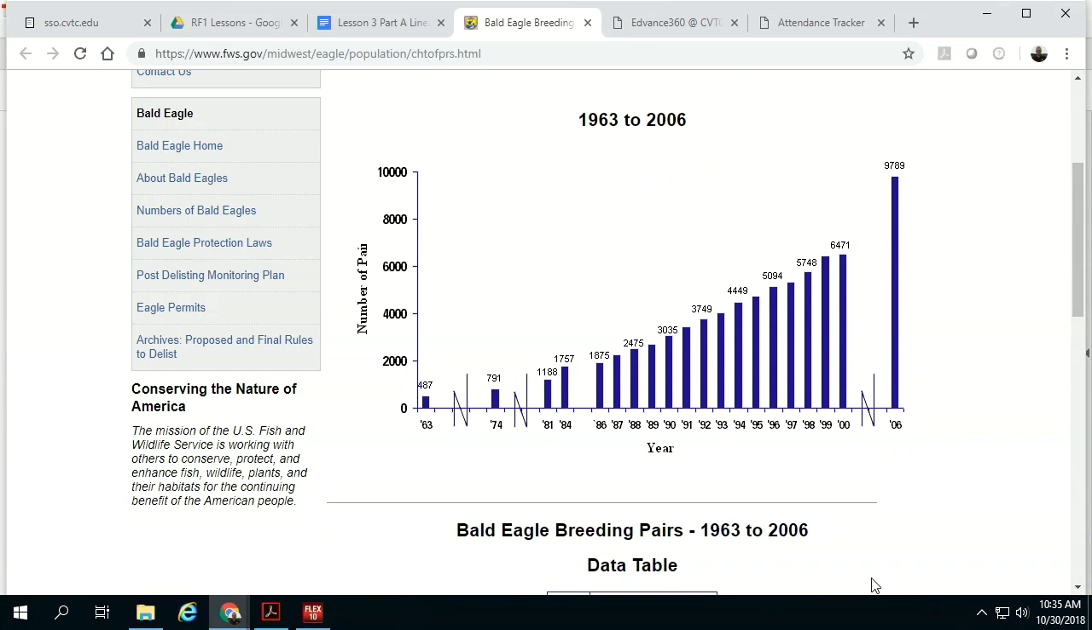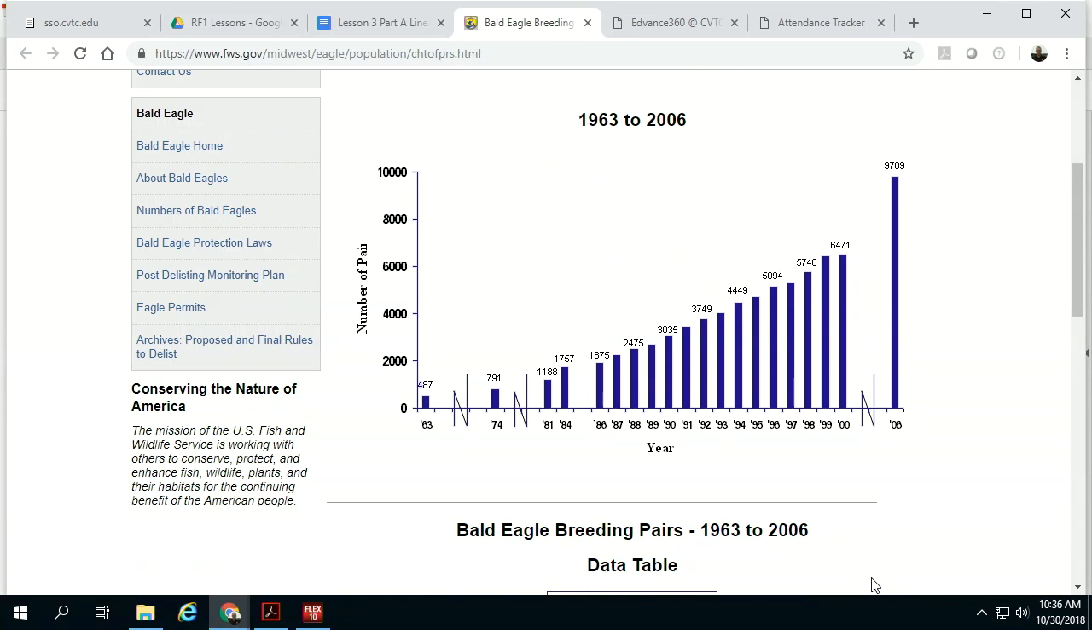It starts swooping up. The states kept track of the eagle breeding pairs from 1986 to 2000. Why did they stop in 2000? Because they weren't worried about running out of eagles anymore. They were starting to increase exponentially after that point, and so they said, we don't have to worry about them anymore. They took them off the endangered species list. Why? Because they weren't linear anymore. They were starting to gain traction.